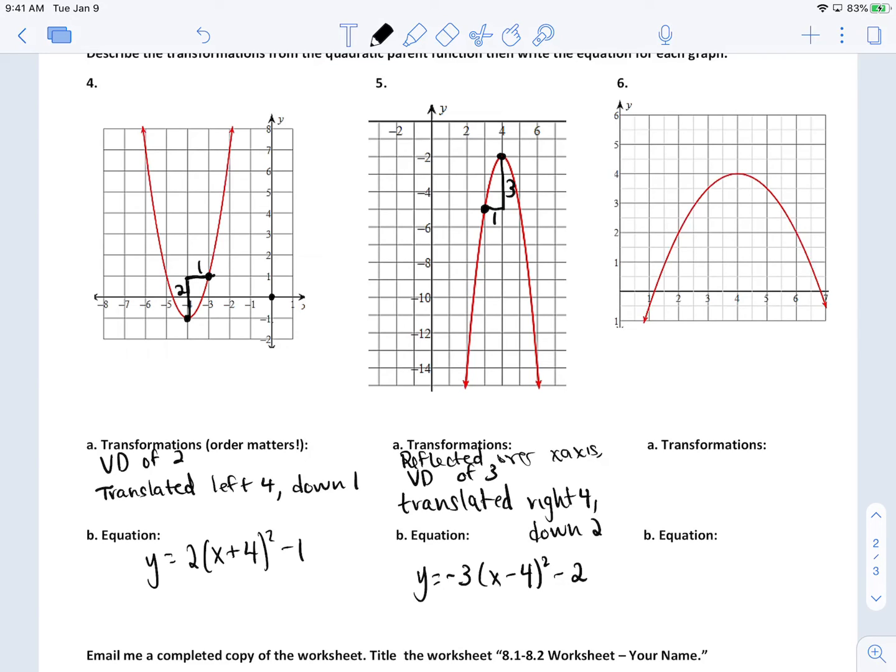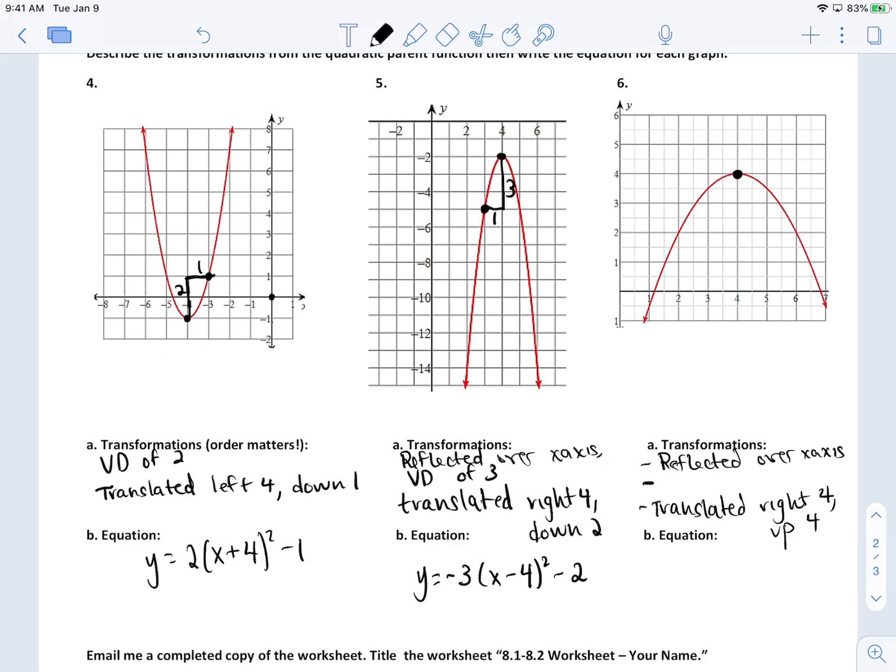All right, last one. Let's look at this. So it's upside down again, so we know that it's been reflected over the x-axis. I can see there's a dilation, so my vertex is right here, right? So it's been translated right 4 and up 4.